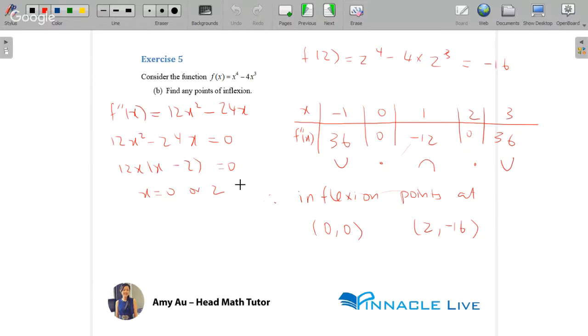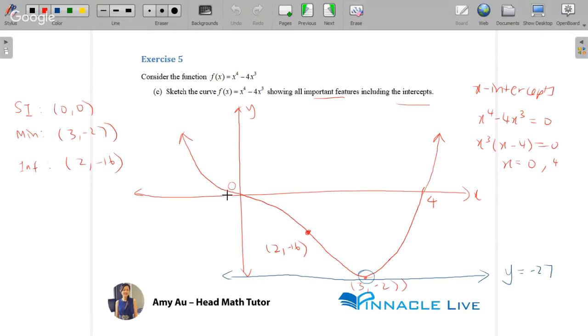Second step, inflection points: solving the second derivative to 0, you get 0 and 2. Use the second derivative table to test concavity. Positive is concave up, negative is concave down. Changing concavity suggests inflection points, so you've got 2 at 0, 0 and 2, minus 16. Next step, putting all that information together. Stationary inflection at 0, minimum turning point at 3, minus 27, inflection at 2, minus 16, and you just join all of that together. And we've got an intercept at 4 as well.